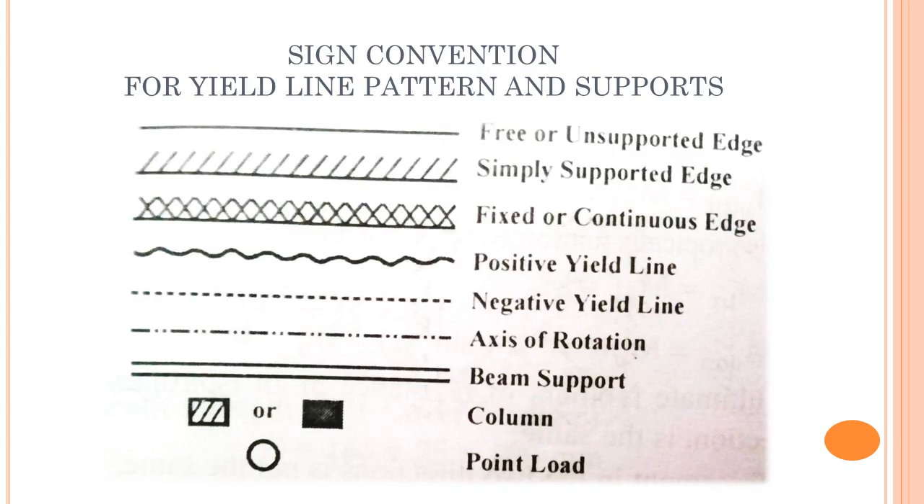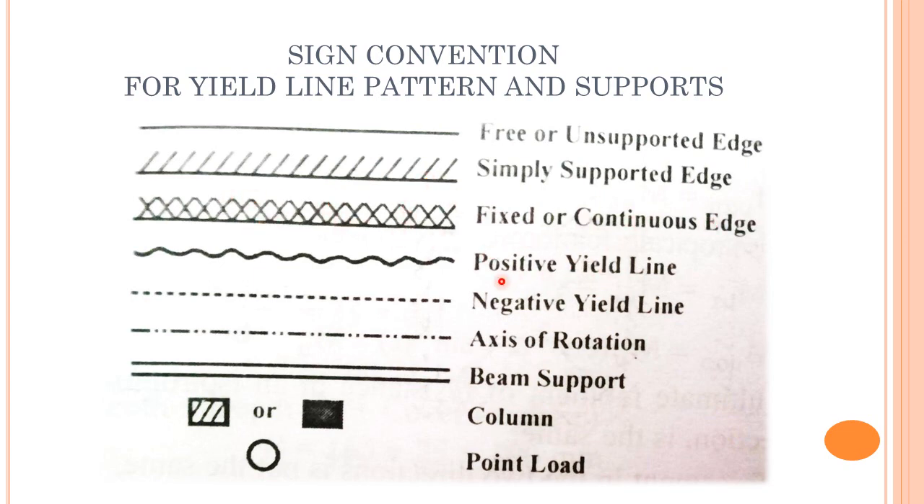So here we are going to see the sign convention used for the yield line pattern. We have a standard sign convention, so this will be like a fixed one. The first one is a free or unsupported edge. If you have a free or unsupported edge, we represent that with a straight plain line. Then a simply supported edge, we use this symbol. For a fixed and continuous edge, we have this symbol.